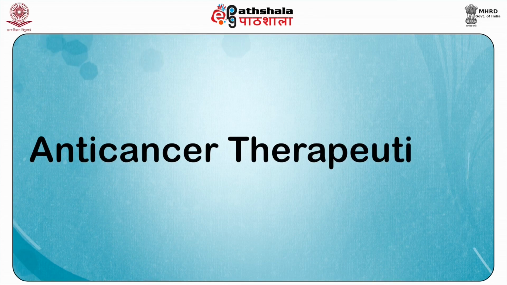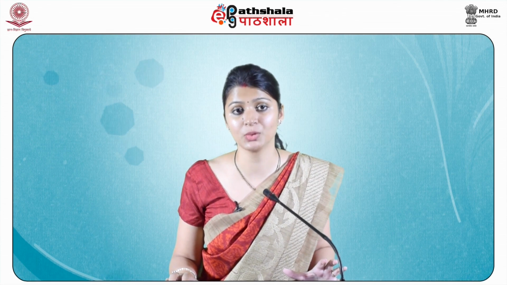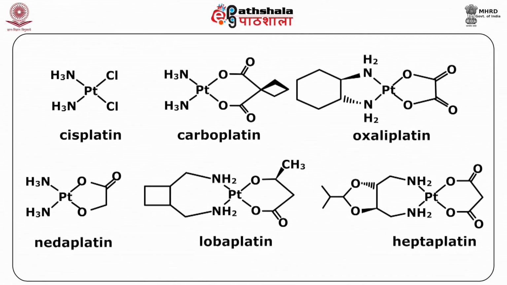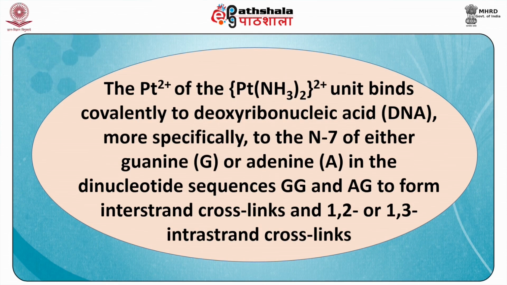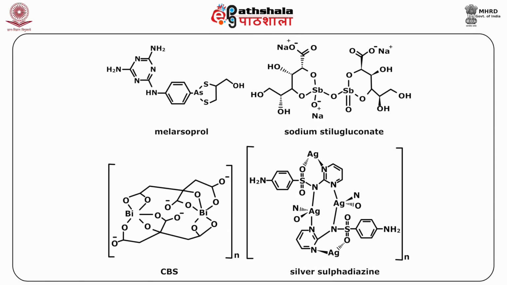Anti-cancer therapeutics. Cisplatin was the first metal-based medicinal agent to enter into worldwide clinical use for the treatment of cancer. Figure displays various platinum-based anti-cancer agents. The platinum(II) of the cisplatin unit binds covalently to deoxyribonucleic acid, DNA, more specifically to the N7 of either guanine or adenine in the dinucleotide sequences GG and AG, to form interstrand crosslinks and 1,2 or 1,3 intrastrand crosslinks. Figure represents some of the antimicrobial and antiparasitic metallodrugs.